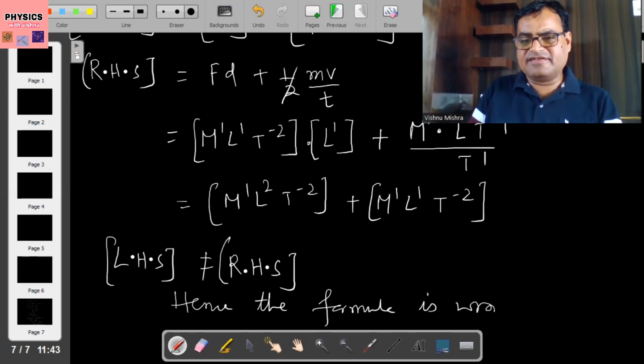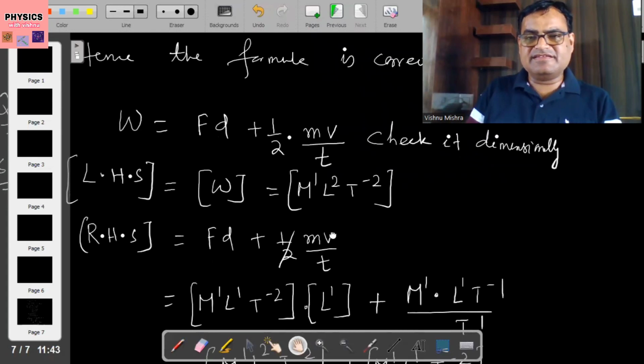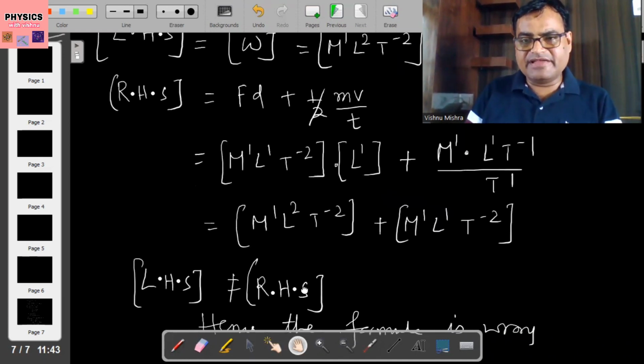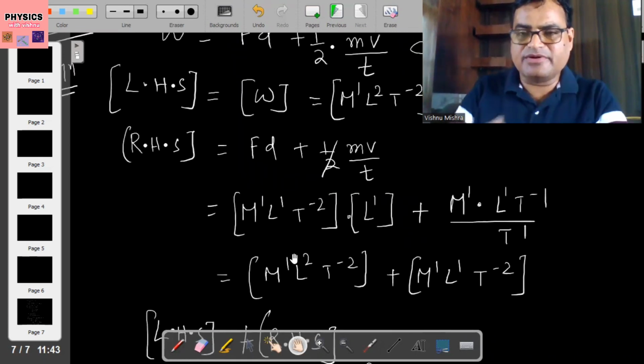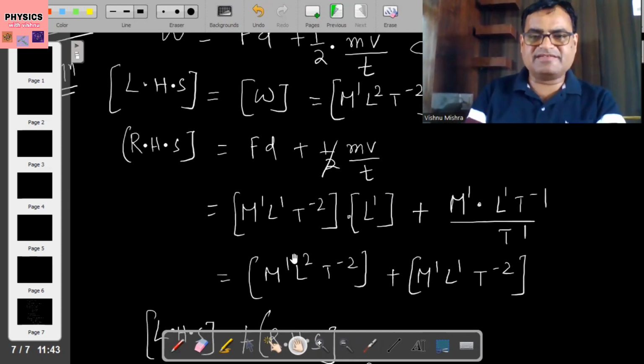Do you follow this or not? If LHS dimension is not equal to RHS dimension, then the formula is wrong. Otherwise, it is correct. Whenever a formula is given to you, always check the dimension. LHS equal to RHS, then only the formula is correct. Otherwise, the formula is wrong. Very simple funda. Clear about the second application?